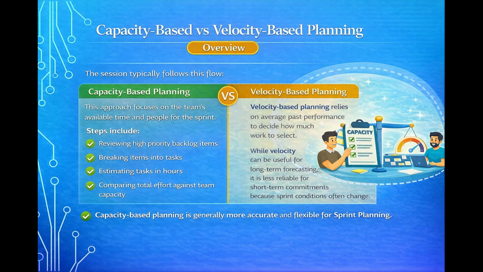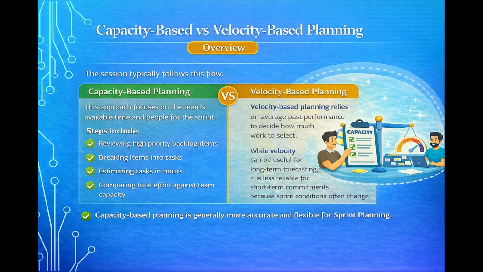Capacity-based versus velocity-based planning. Capacity-based planning focuses on the team's available time and people. The team reviews high-priority items, breaks them into tasks, estimates work in hours, and compares total effort against team capacity. If capacity allows, more items are added. If not, items may be split, replaced, or deferred.